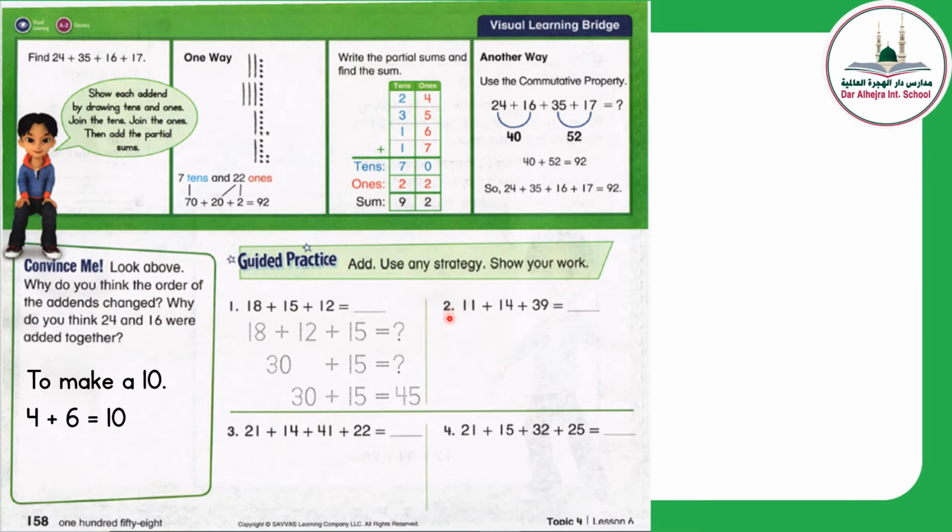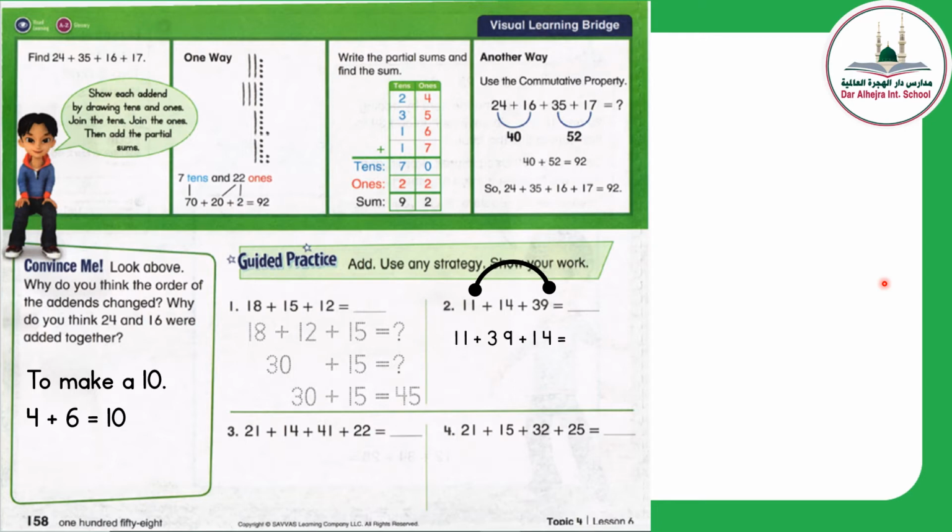Now let's come and solve the second equation on page number 158. It's 11 plus 14 plus 39. Firstly, we'll have a closer look at their ones place. I can see here 1 and here 4 and here 9. That means if I do these two first, 1 and 9, they make a 10. So I'll be adding 11 and 39 first.